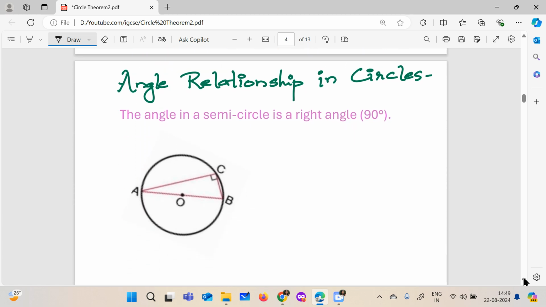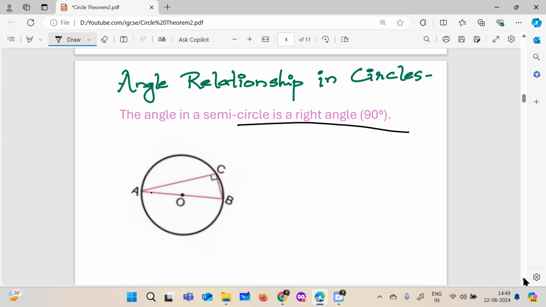Now, we have another property, that is angle relationship in circles. So in circles, what are the angle relationships? This is one very important thing. Always take care whether it is mentioned that some angle is formed via a diameter. Okay, this is very important to know. Now the angle in a semicircle is a right angle.